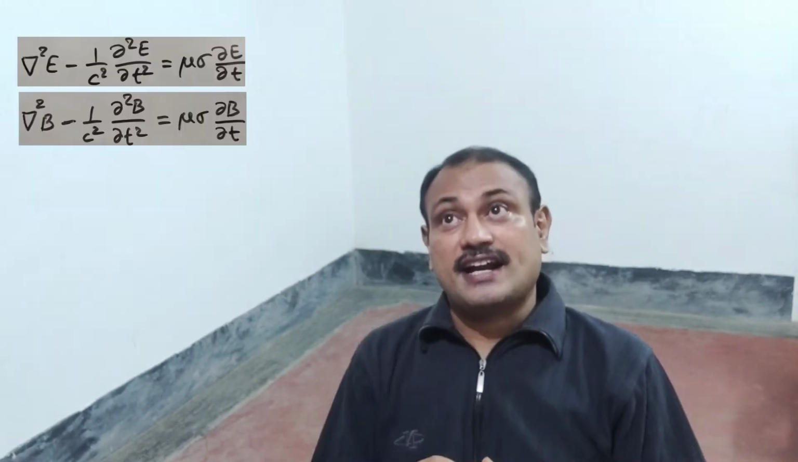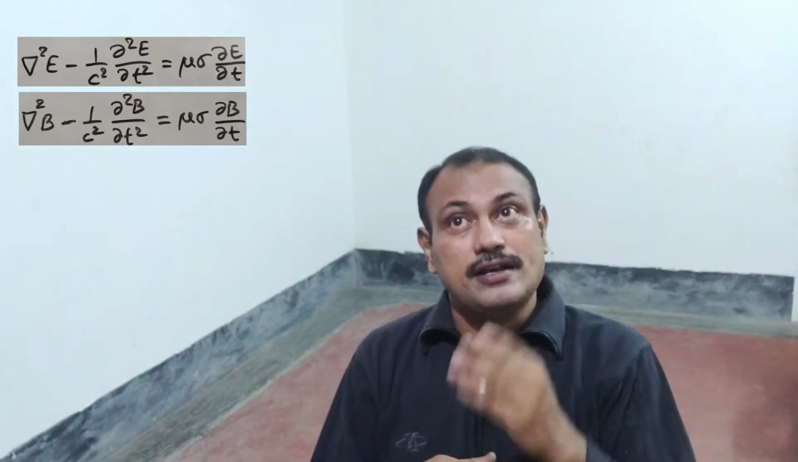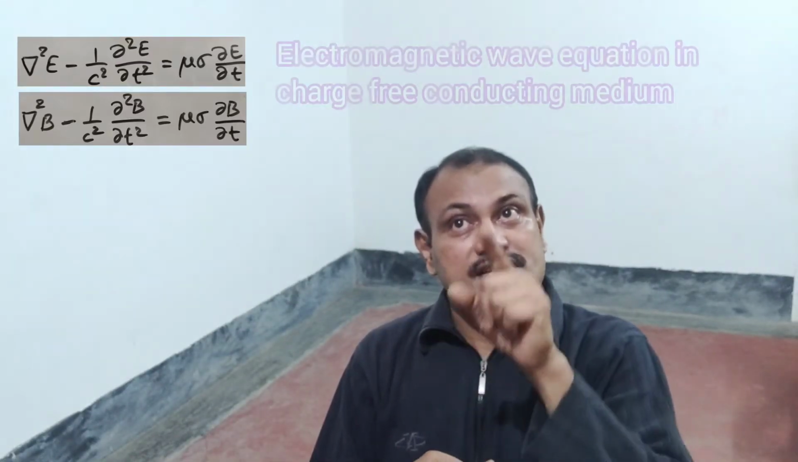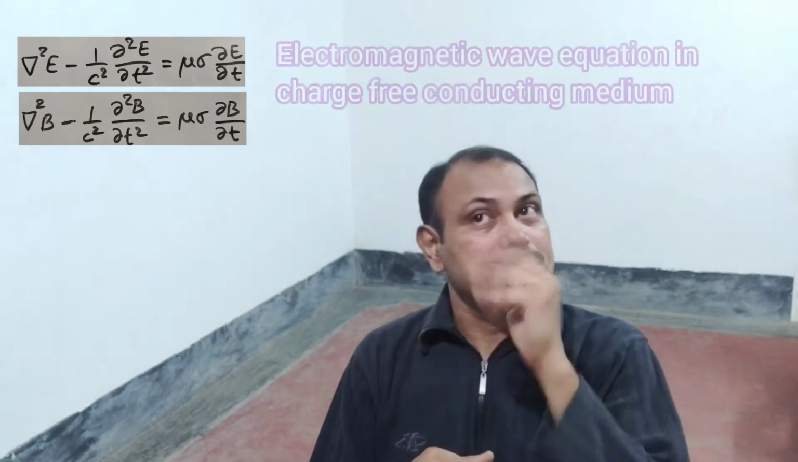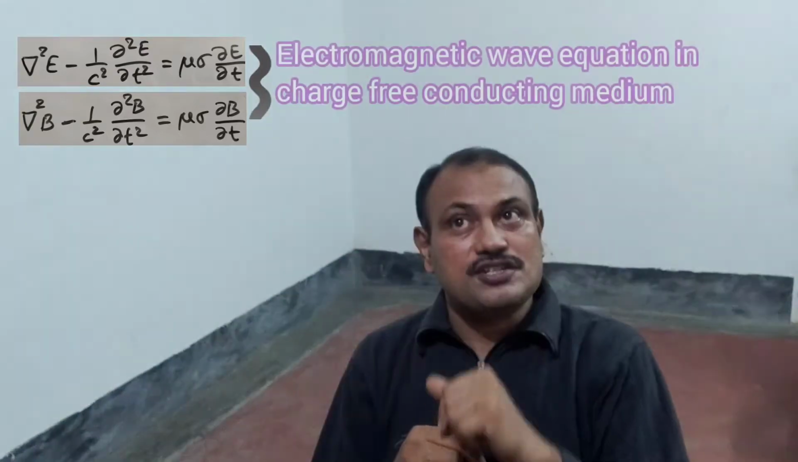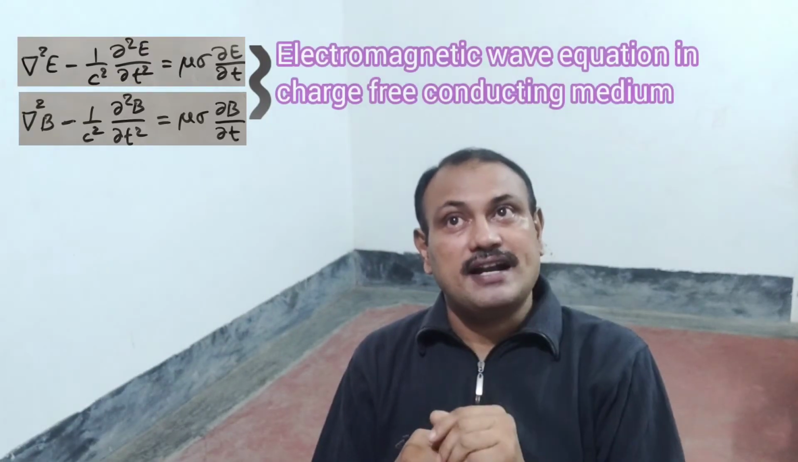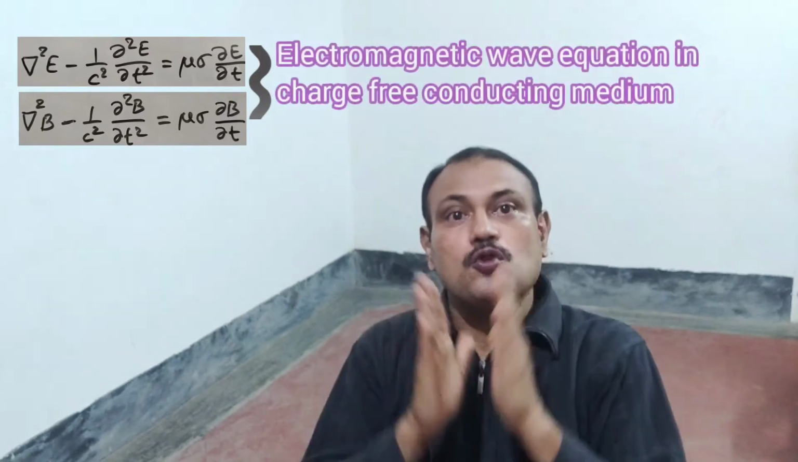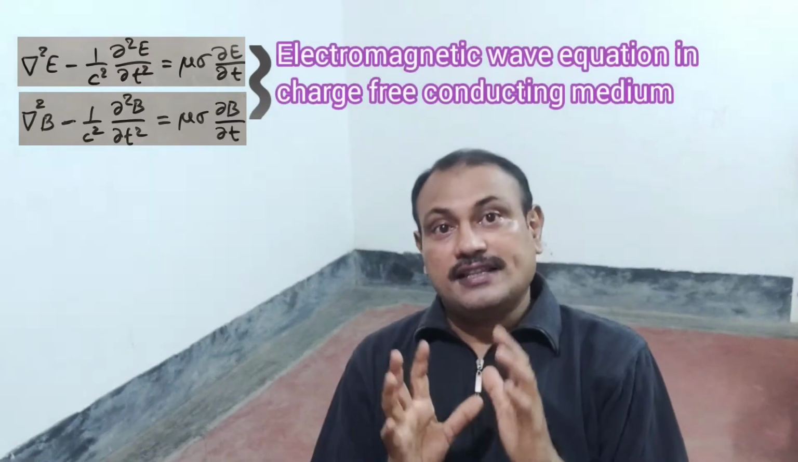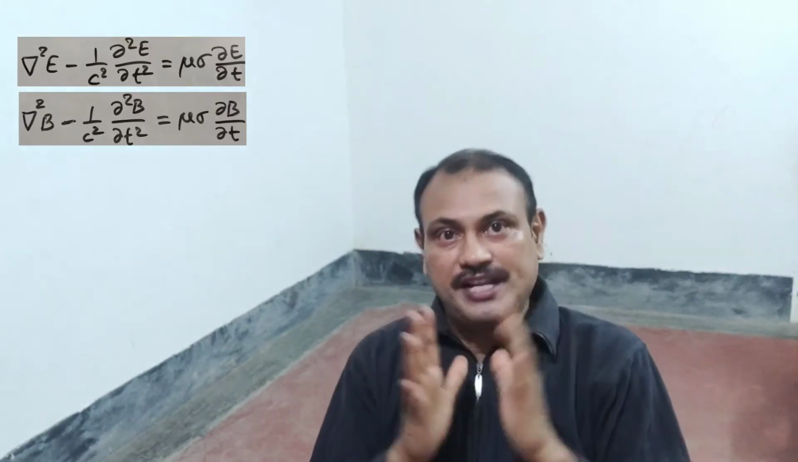In terms of E and B, we write the second-order differential equations like grad square E minus 1 by c square del square E by del t square, which equals mu times sigma del E by del t. And similarly, for B, that is grad square B minus 1 by c square del square B by del t square, which equals mu times sigma del B by del t. These two equations are the electromagnetic wave equation in charge-free conducting medium that we have seen.